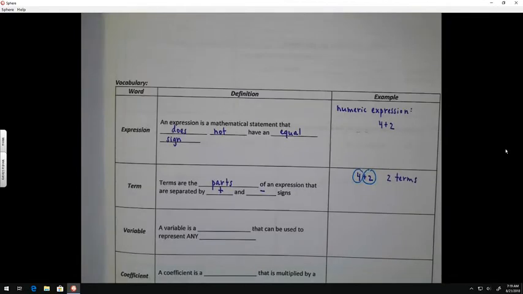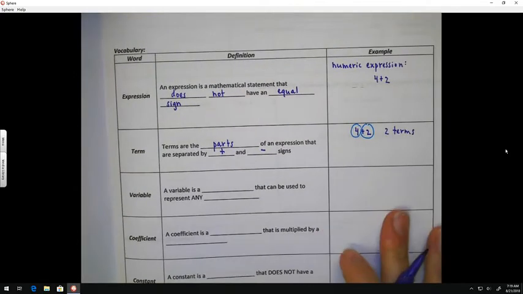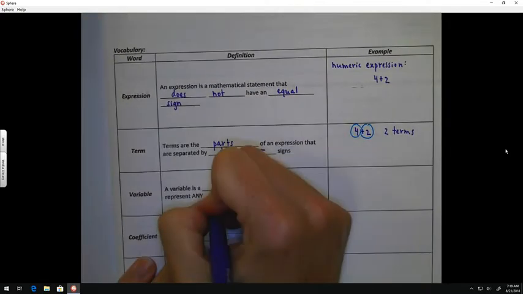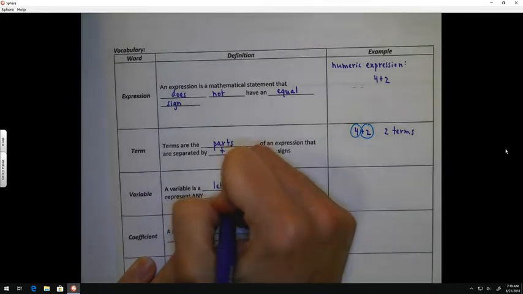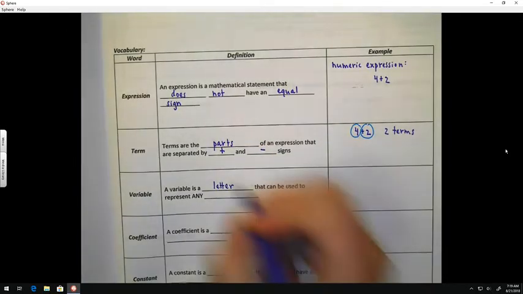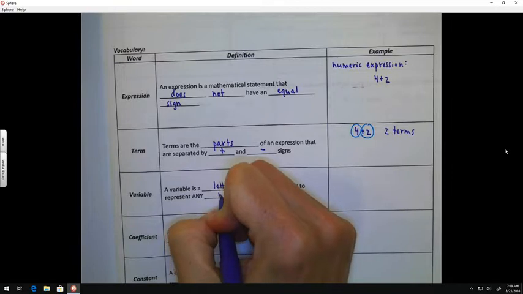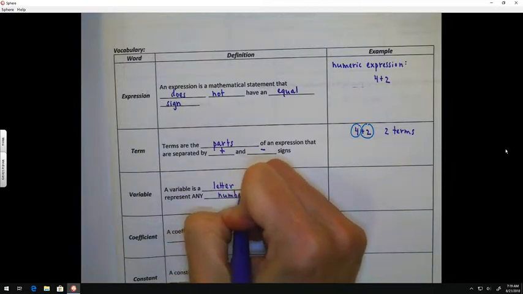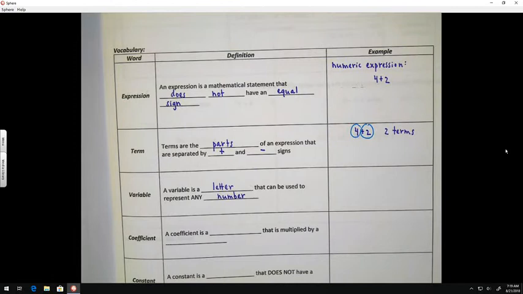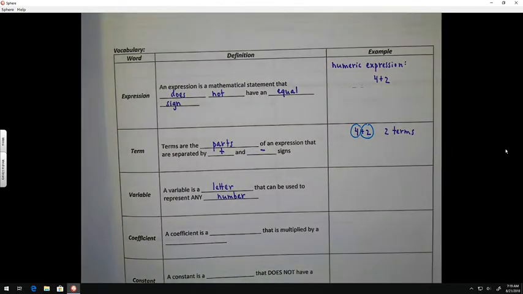Our next word is variable, and I know you guys are all familiar with this. This has come up a little bit already in class. So a variable is just a letter that can be used to represent any number. Right? A lot of times we'll use the letter X, but we could use any letter to represent that number.